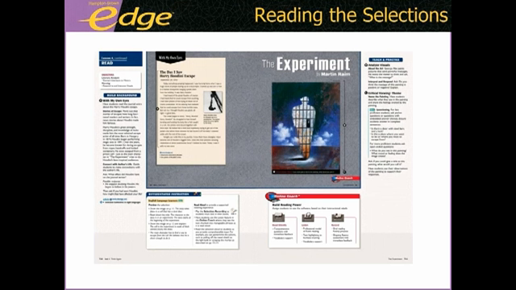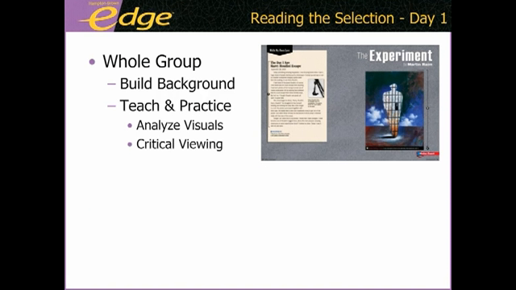Now that you've had a chance to explore the instruction for reading the main selection, let's look at how one teacher, Mr. Gomez, reads the main selection with his class. We'll start on the opening page of the selection. On day one, as a whole group, he begins by building background for the selection, analyzing the visual, and discussing the critical viewing question. These steps help prepare students for success in reading and comprehending the selection.